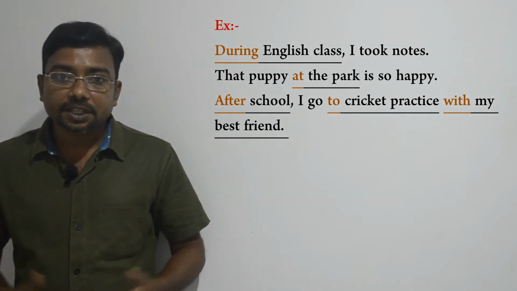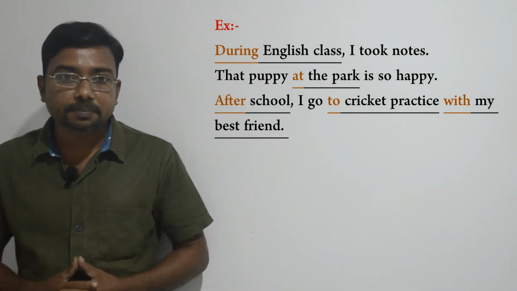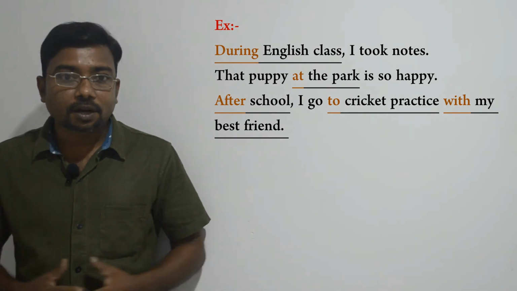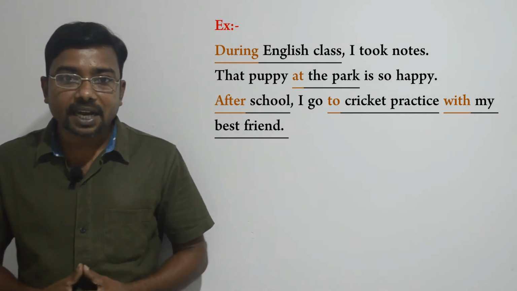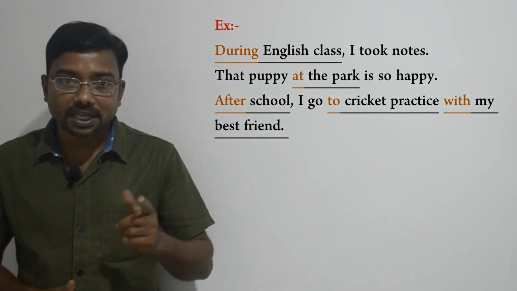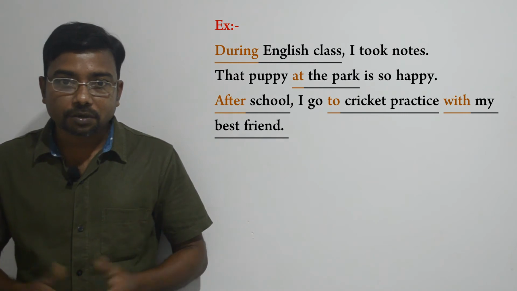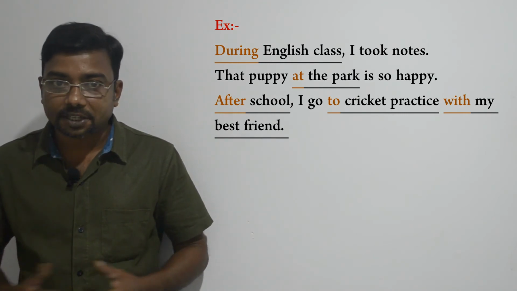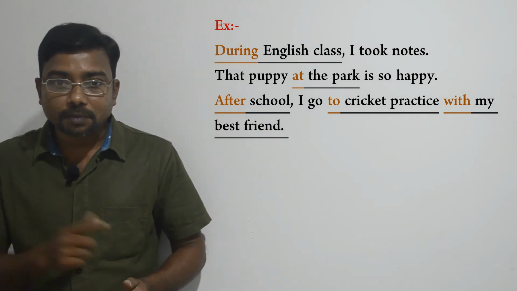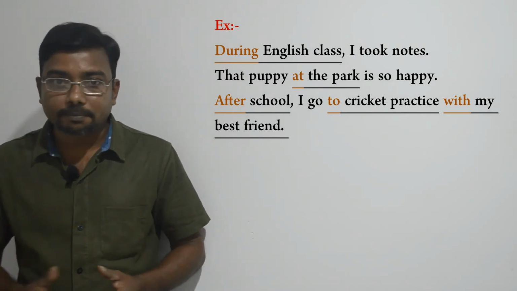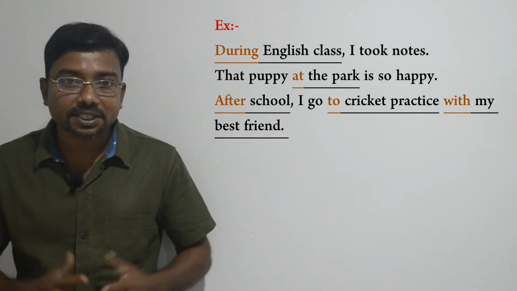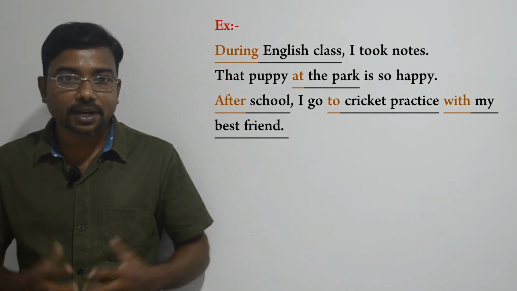Look at the first example. During English class, I took notes. Here, during English class is the prepositional phrase and it stands at the beginning of the sentence. Okay, look at the second one. That puppy at the park is so happy. Here, at the park is the prepositional phrase because it begins with the preposition at and includes the object of the preposition park, as well as the modifier the to modify that object park. It acts as an adjective. Here, at the park stands in the middle of the sentence.